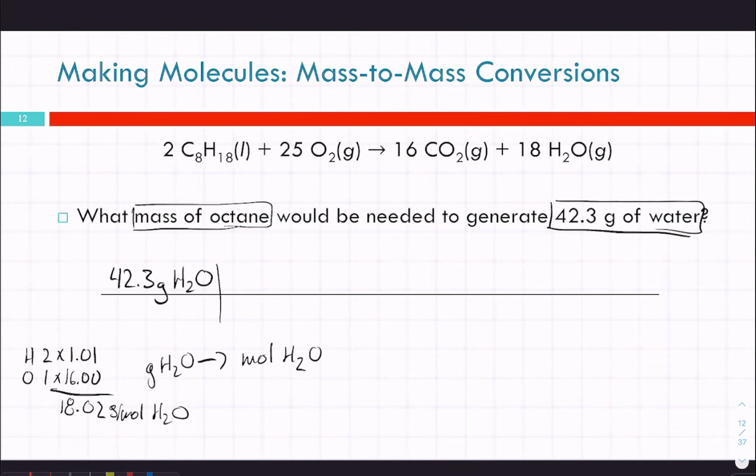So do we put this 18.02, does that go on the bottom or the top to convert from grams to moles? Bottom, yeah. Because we have grams here, so we need to put grams on the bottom to cancel out those units. Because that 18.02 grams is 1 mole. All right, so we got moles of H2O. Now we want to get moles of octane. So it's a ratio between water and octane.